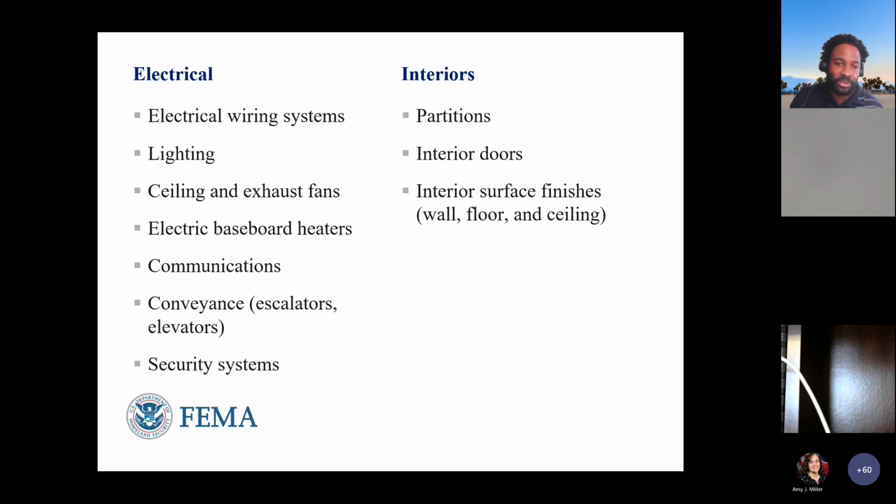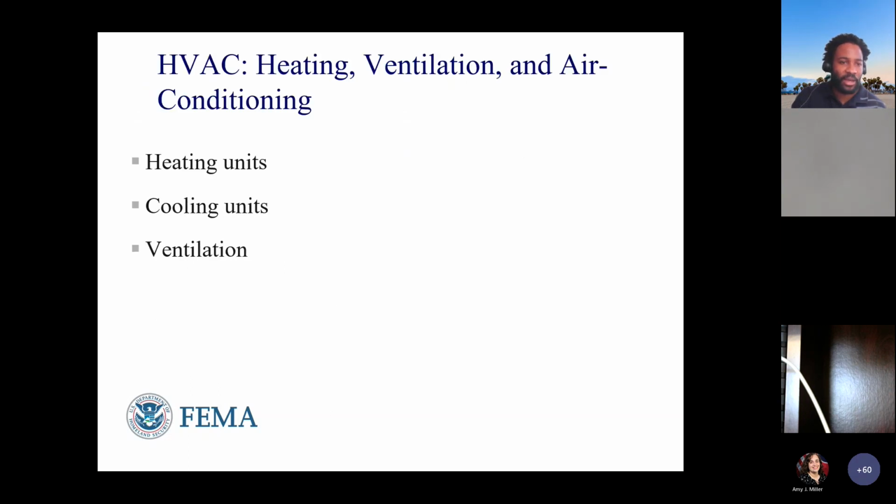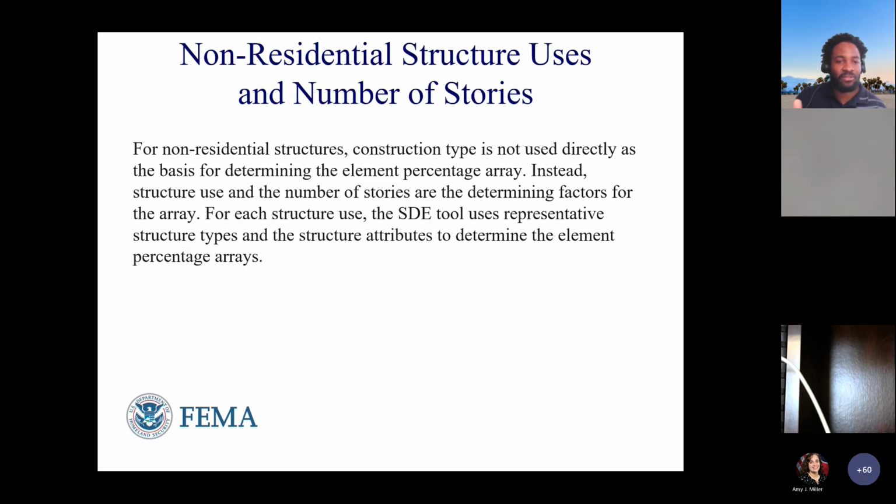And then your interior: your partition doors, interior doors, and your wall, floor, and ceiling finishes all have to be factored into your interior for non-residential. And then HVAC: heating units, cooling units, ventilation. The big thing to remember for non-residential buildings when it comes to the assessment is that for non-residential structures, construction type is not used directly as the basis for determining the element percentage.